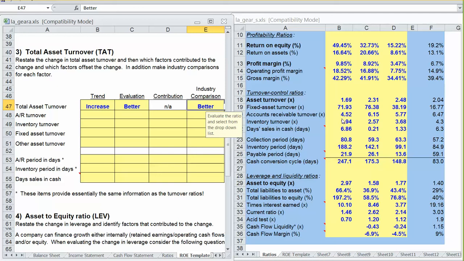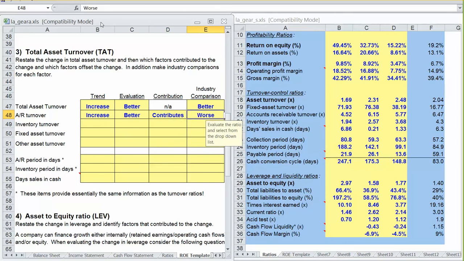Our accounts receivable turnover increased from 4.5 to 5.7. So AR turnover increased, and if our turnover increases, that's better. And again, overall asset turnover increased, as did our accounts receivable turnover, so it was a contributing factor. In terms of industry comparison, we're still below, or worse than, the industry average.